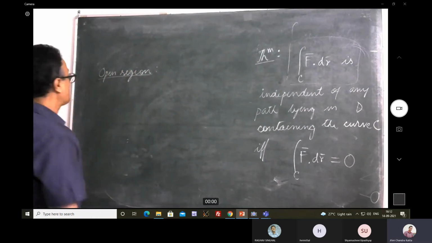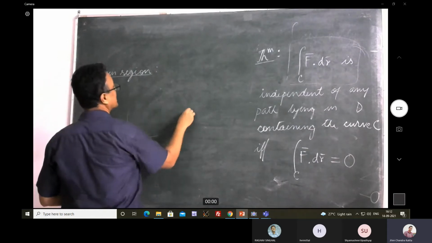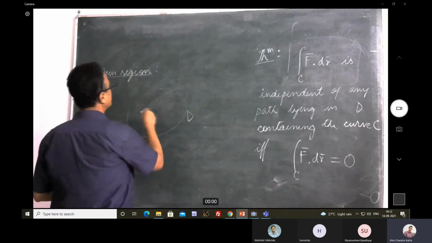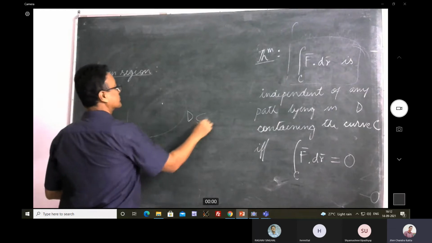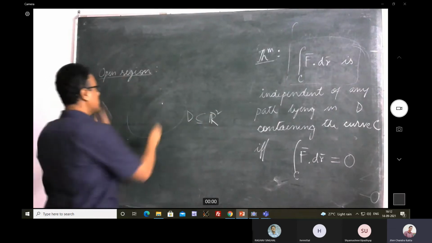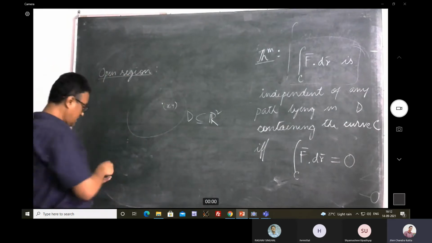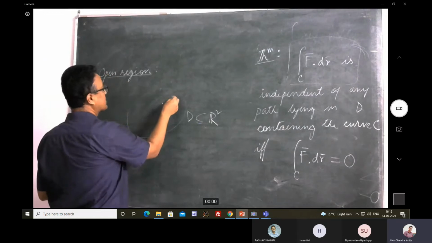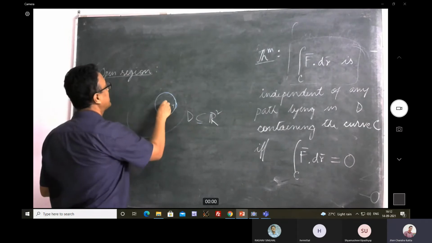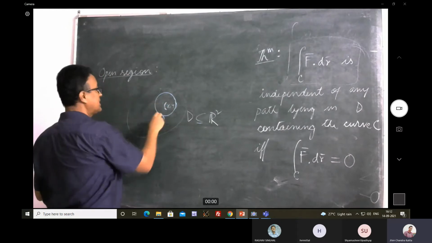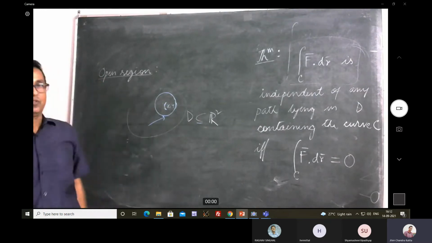Open region. Okay, so what is an open region? If you consider a region D in R2, and you take any point (x, y) belonging to D, then every disk having (x, y) as the center again entirely lies inside D. Then we say that D is an open region.